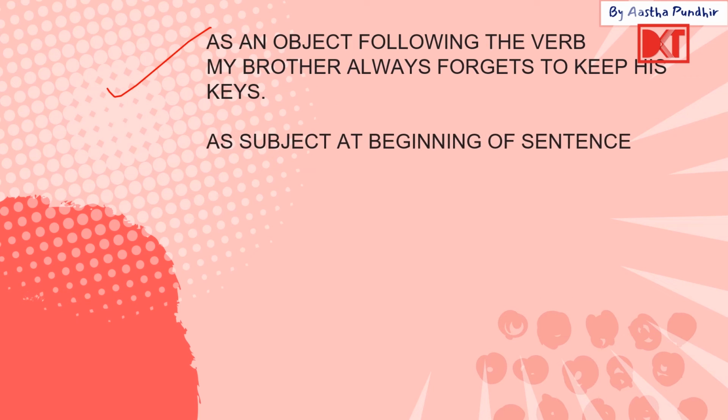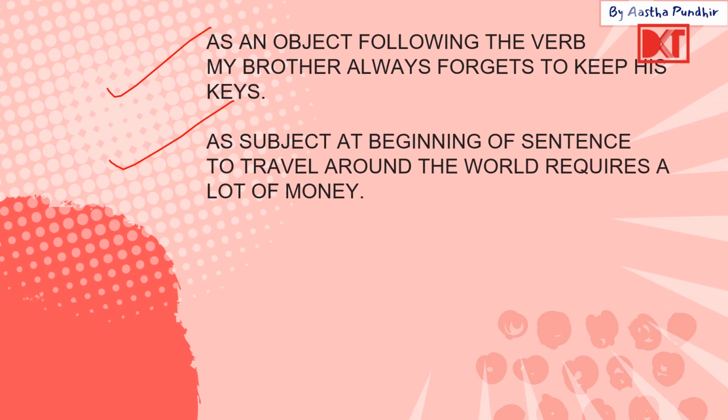Next up, an infinitive could be used as a subject at the beginning of a sentence. Like how? To travel around the world requires a lot of money. To travel. To travel is the verb to plus infinitive. This is the infinitive, and how is it acting? It is acting like the subject in the sentence, right?